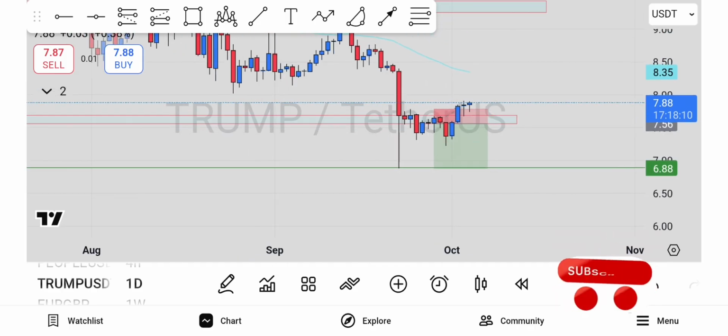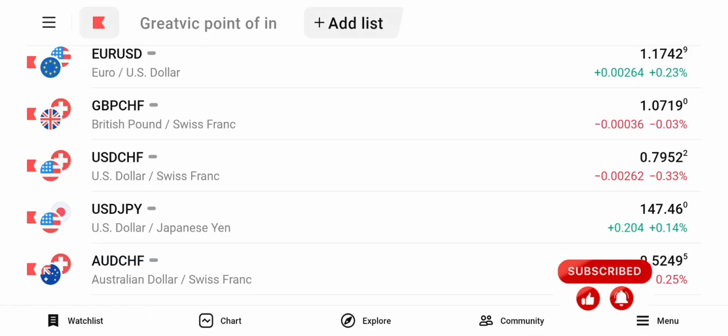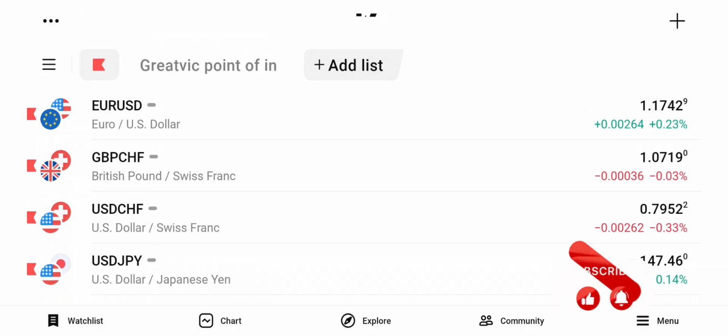So we are pretty much bearish now on TRUMP, PEOPLE, USDT, and BTC. No entry for now, and this is the pair I'll be looking out for next week. I'm just going to be watching the trade to see if I'm going to have any good entry.